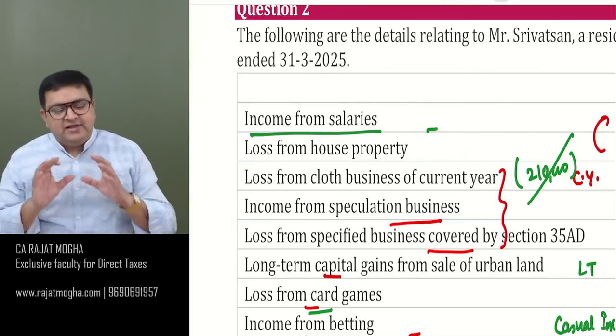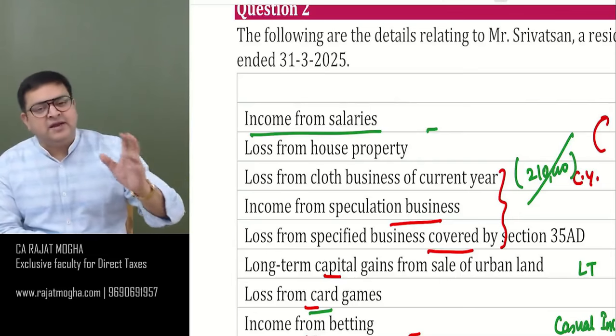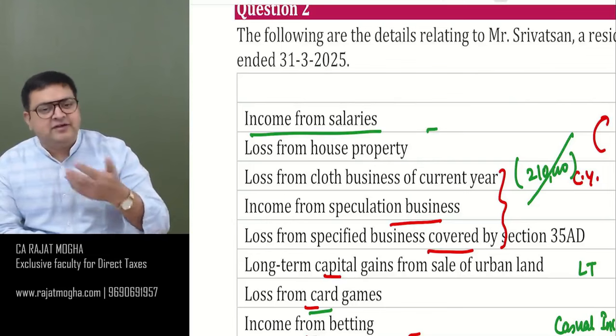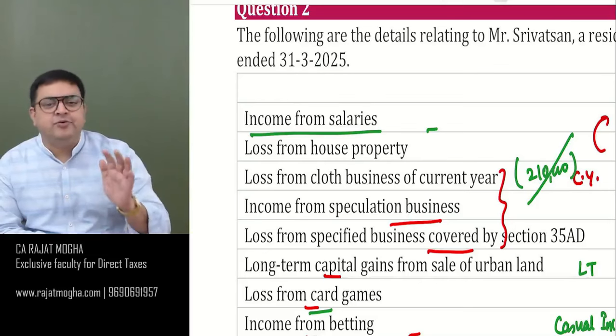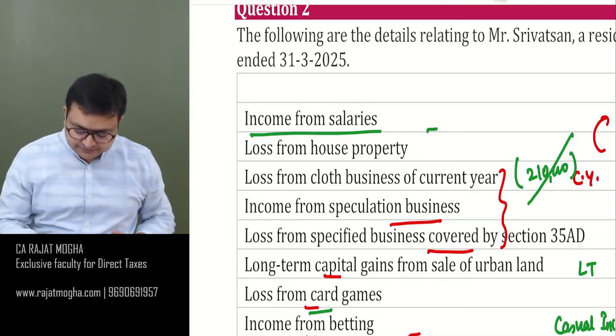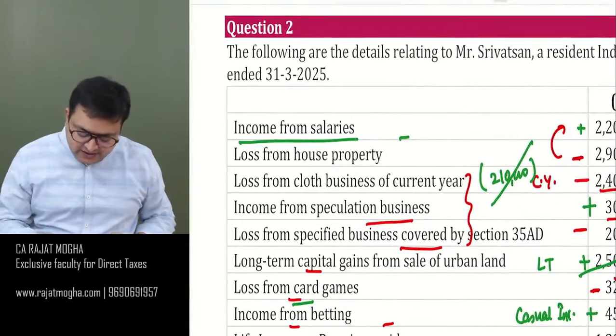Whenever it is written income from house property, it means it's a computed income. Income from salary means it's a computed income. And if you would like to be on the safer side, you can also make an assumption over there: it is assumed that it's a computed income after standard deduction. Correct? So income under salary is 220.